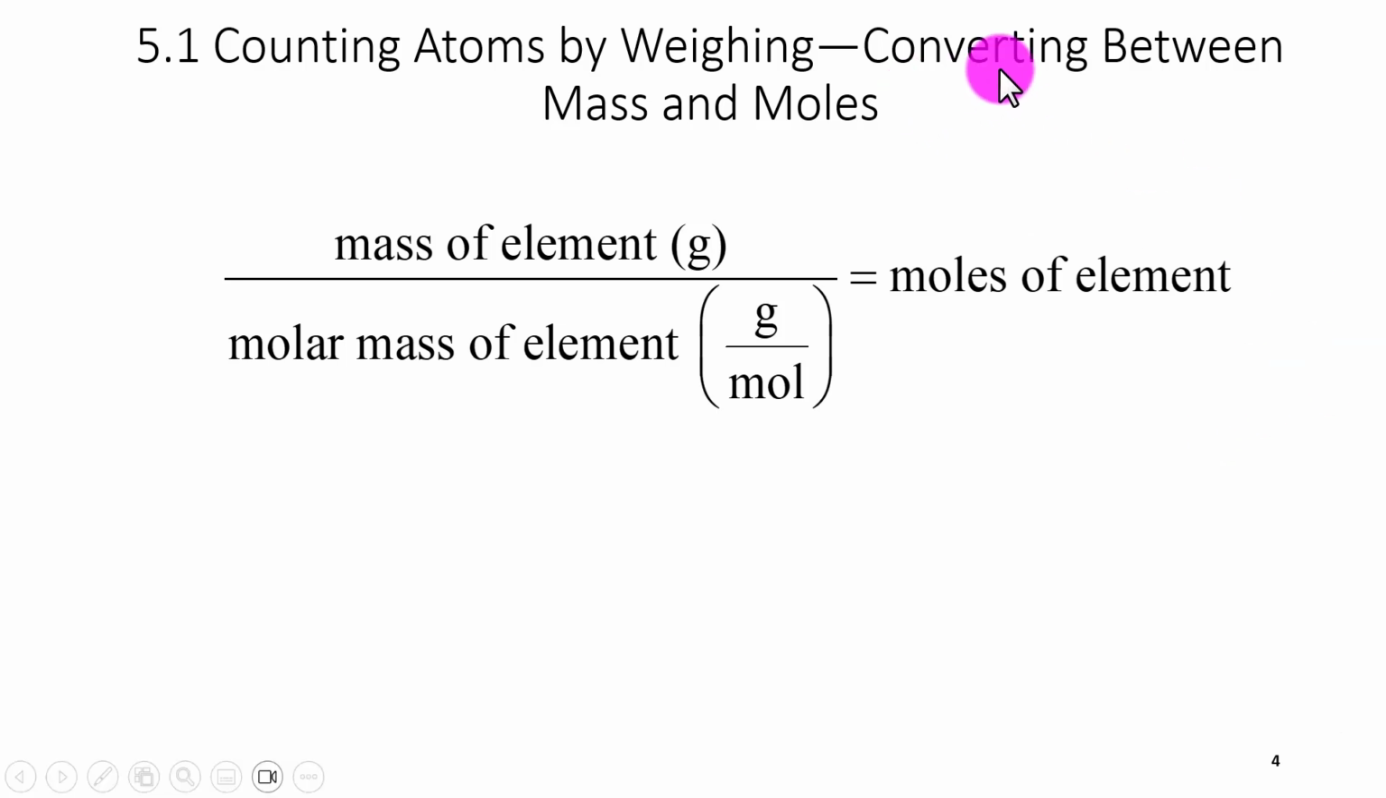Now, to convert between mass and moles, here is the formula that we're going to use. If you are given the mass of the element and you are asked to calculate the moles, then you're going to take the mass of that element in grams and you're going to divide it by the molar mass of that element from the periodic table. So to go from mass to moles, you divide by the molar mass.